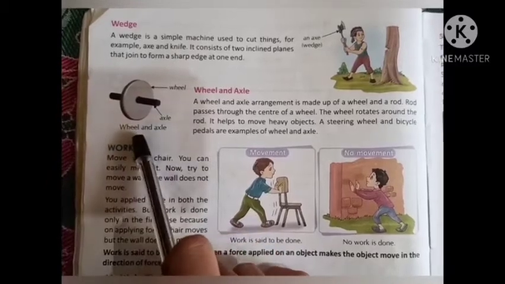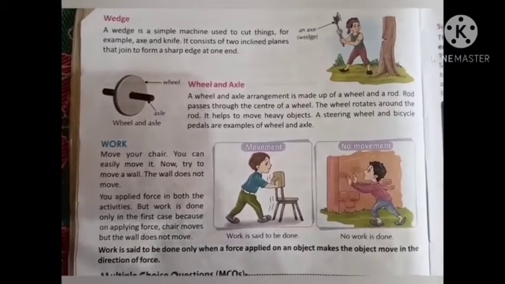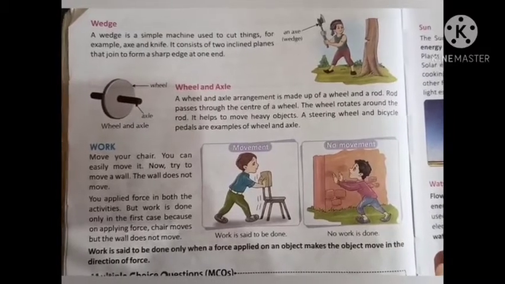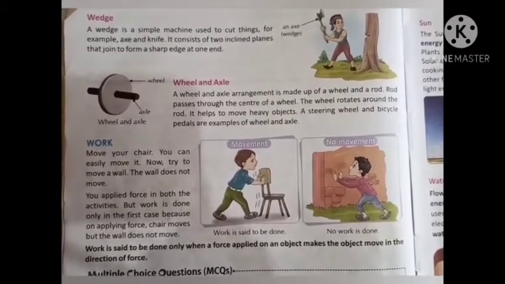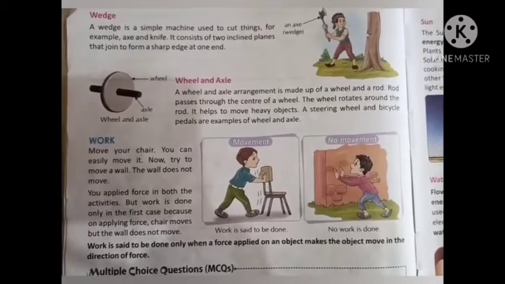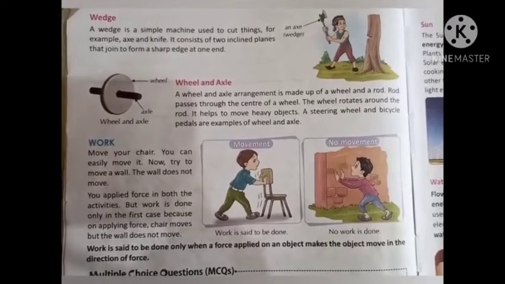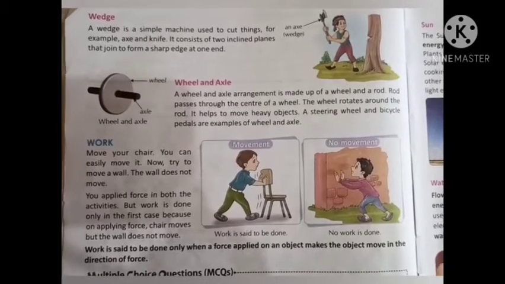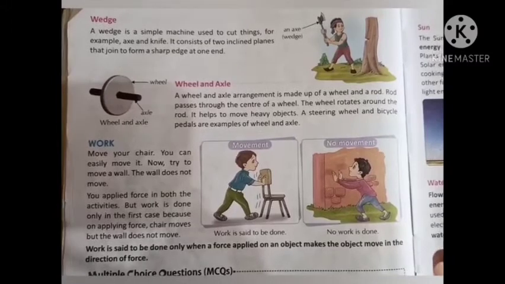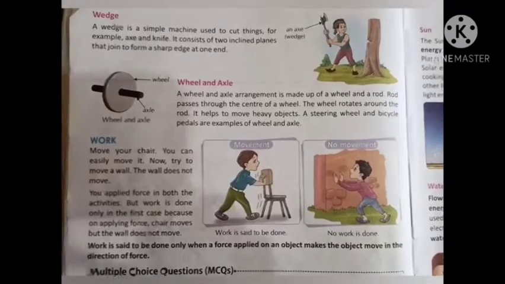This simple machine, wheel and axle, helps to move heavy objects. The best example for wheel and axle are the steerings of our vehicles, maybe a car, truck, or any other bigger vehicle. All the four-wheelers, three-wheelers, they are having steerings to them. So the steering is the best example for the simple machine, wheel and axle. Also bicycles, you all may be riding bicycles, right? So the pedals of your bicycle are also a good example of wheel and axle.